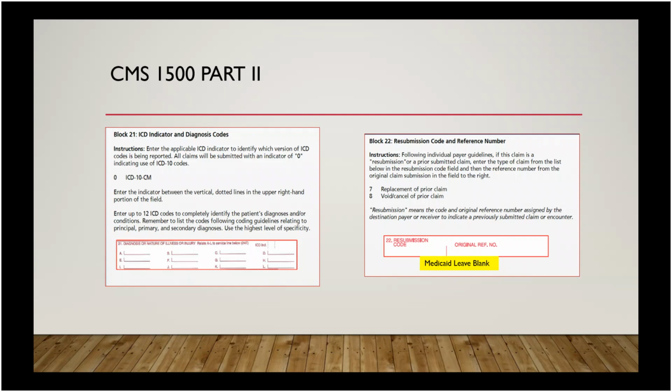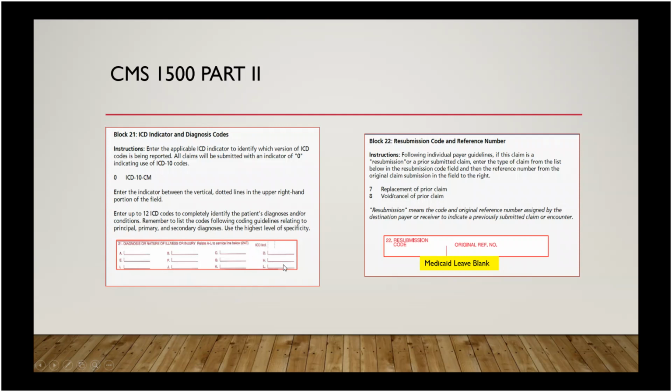Block 21, this is where our ICD-10 is going to go. The indicator, you're either going to enter a 0 for I-10 or a 9 for ICD-9. We don't use ICD-9 as much as we once did, but there are still occasions, especially for risk coding, that we could use I-9 here, but again, it's mainly going to be I-10, so we want to make sure that we do the indicator as a 0.